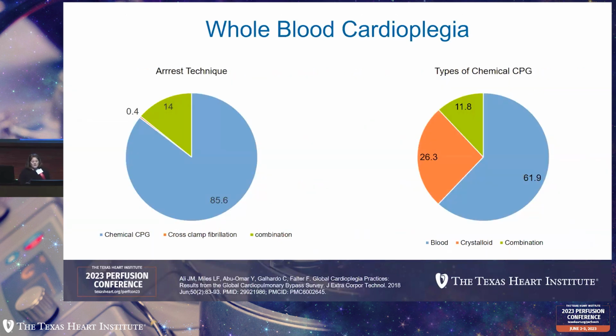So in the US, whole blood cardioplegia is the majority. 85% of people use a chemical cardioplegia to arrest the heart versus fibrillatory arrest. Of those who use chemical cardioplegia, 62% use blood cardioplegia, 26% use crystalloid only, and almost 12% use a combination of blood and crystalloid cardioplegia, switching back and forth.